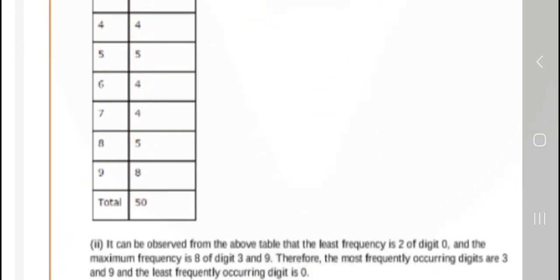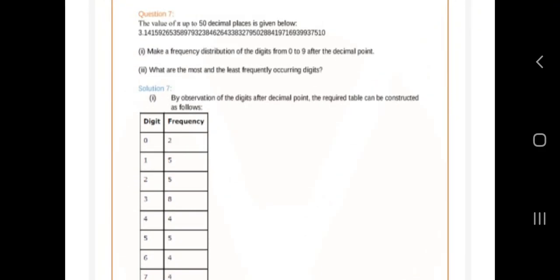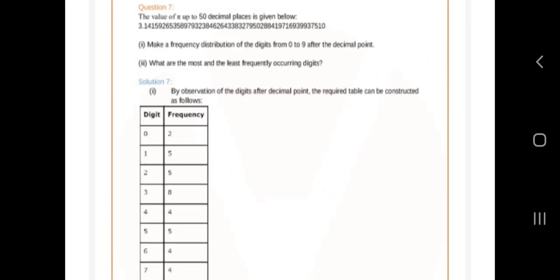And 5, they have given 5 times. And 6, they have given 4 times. 7, they have given 4 times. 8, they have given 5 times. And 9, they have given 8 times. So totally 50 numbers are there.